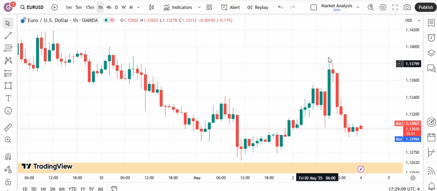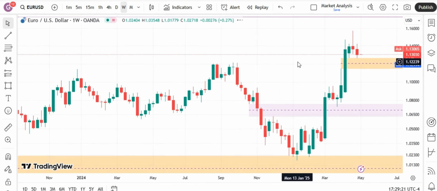Okay, but this high should be left. It should not be violated. This high should not be violated. Okay, I want to see this high stay intact. So that's for EUR/USD.